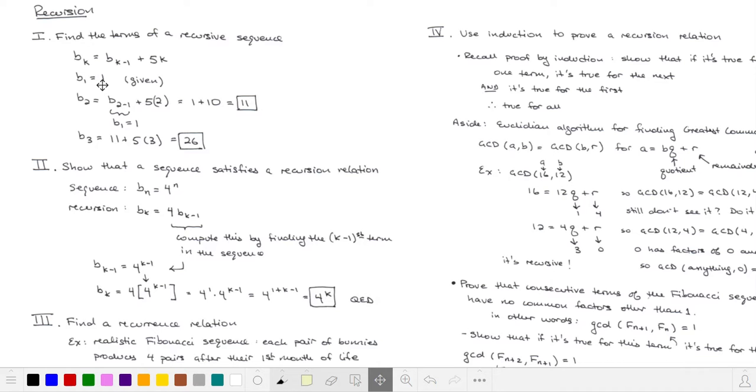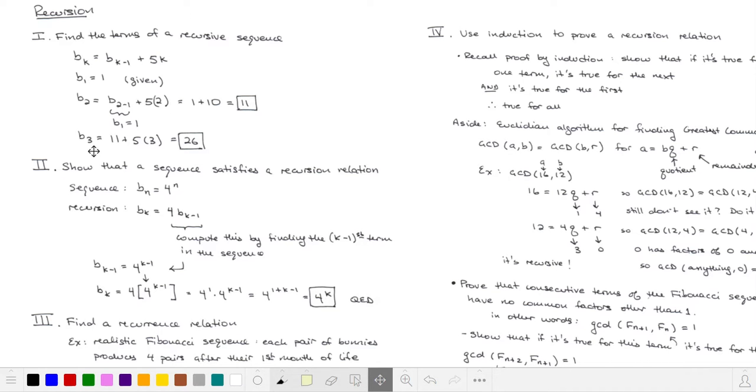In this case, we're given that the first term of the sequence is 1, and then to find the next term of the sequence, for example, if you want to find b2, in place of your dummy variable k, this could be anything, k, j, n, you plug in the number 2. So b sub 2 equals b sub 2 minus 1, which is just b sub 1, your previous term, plus 5 times 2. So that gives you 11.